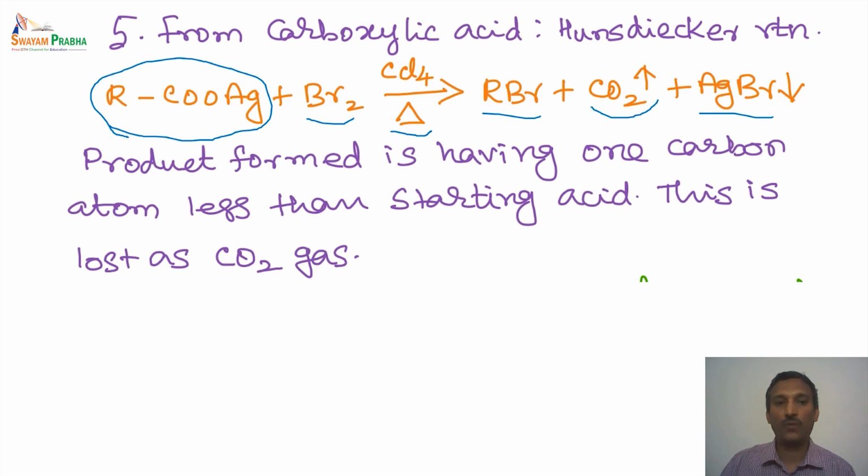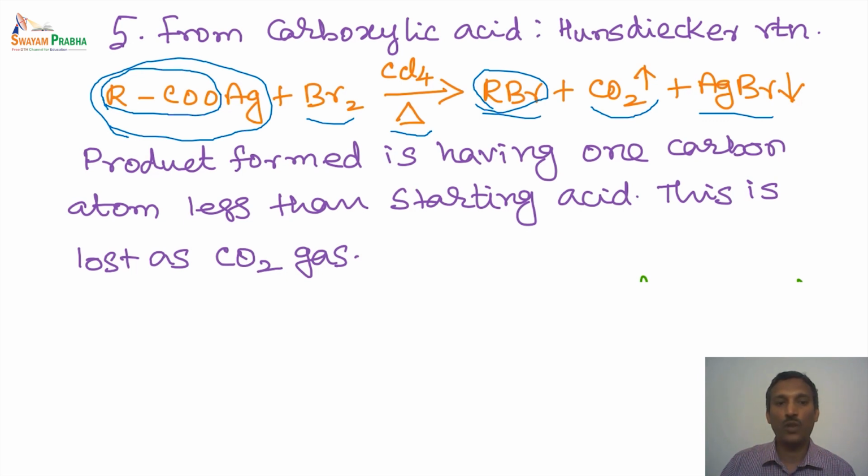If you look carefully, we have an RCOO group present in the starting material, and in the final product we have only RBr. So here one carbon less from the starting material is obtained in the final product. So if, for example, the carboxylic acid as the starting material has 4 carbons, the product obtained will have only 3 carbons.